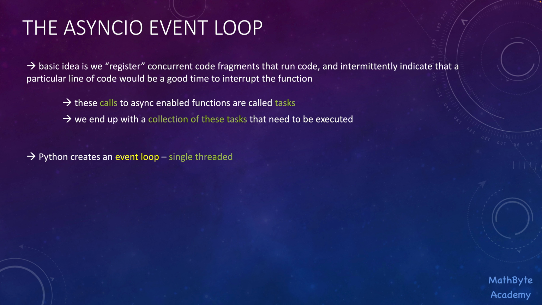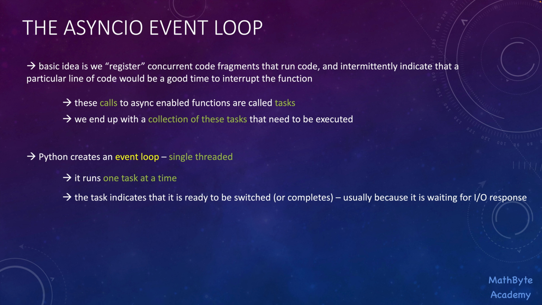So then Python creates an event loop, which is single-threaded, and it basically fires off all these tasks. But it only runs one task at a time, right? We are single-threaded after all. So it runs one task. Then at some point, the task indicates that it is ready to be switched, or maybe it just completes. But usually it's ready to be switched because it's waiting for what? For an I/O response, something that's not going to be using the CPU.